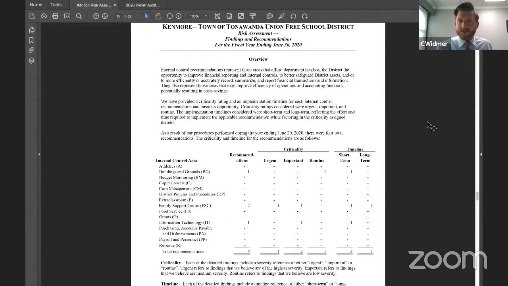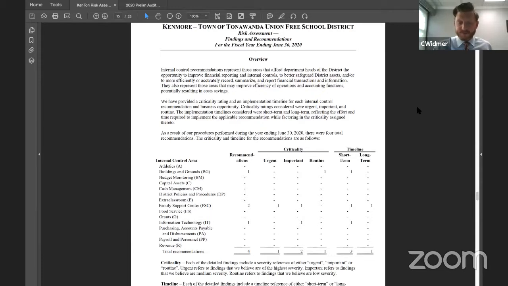So the criticality rating, basically we're saying how urgent a matter do we think it is that the district takes some action in addressing that recommendation. If it's something that we think should be done, it's of the utmost importance, it's going to receive an urgent criticality rating. If it's something that could benefit the district, but there aren't really any scary consequences if you don't do it, that's going to receive a routine side.